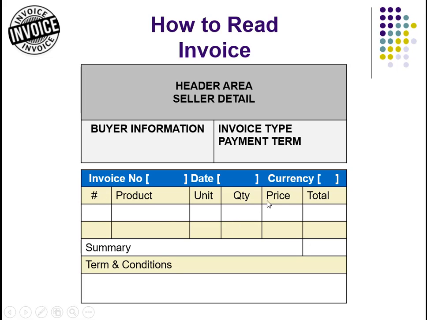Then the body area comes, where you have a line item number, product number, unit, quantity, price, and total. And then after multiple lines, the total will come, where we mention all the totals in alphabetic characters. And at the end, there will be the terms and conditions, which make this document a complete invoice.